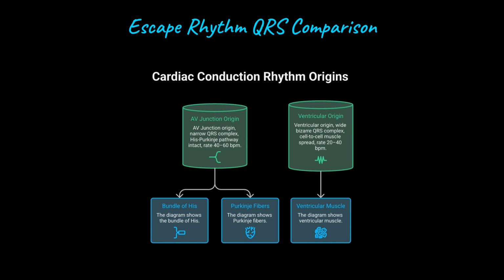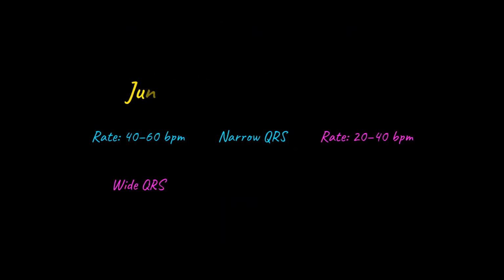A junctional escape uses the normal His-Purkinje pathway, producing a narrow QRS. An idioventricular rhythm spreads slowly through ventricular muscle cell to cell, producing a wide, bizarre QRS. Rate and QRS width together identify the level.